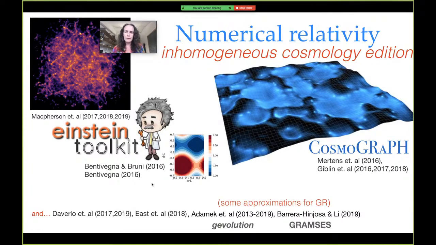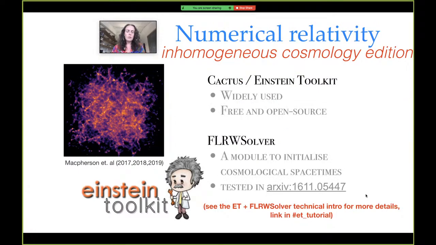And of course, investigations into GR are not a new thing either. This has been going on for a long time, specifically with Julian's work and many others, I'm sure, in gevolution, and what Cristian told us about earlier this morning in Gramsci as well. Both of these works do currently use some reasonable approximations for the gravitational field. Again, please do check out the technical talk on the Einstein Toolkit and FLRW solver, with the link in the Slack channel ET tutorial, for more details on this.